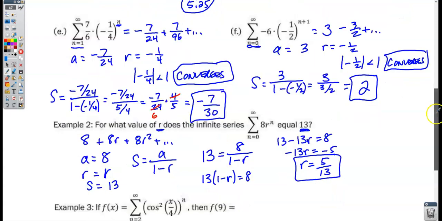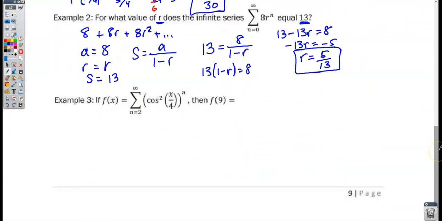All right, and one last example for this lesson. If f of x is the sum from n equals 2 to infinity of the quantity cosine squared of x over 4, all that raised to the n, then f of 9 is equal to what? So first of all, since this represents the function, f of 9 is going to be what I get when I substitute 9 in here in place of x. So f of 9 is going to be this series, the sum from n equals 2 to infinity of the quantity cosine squared of 9/4 raised to the n power.